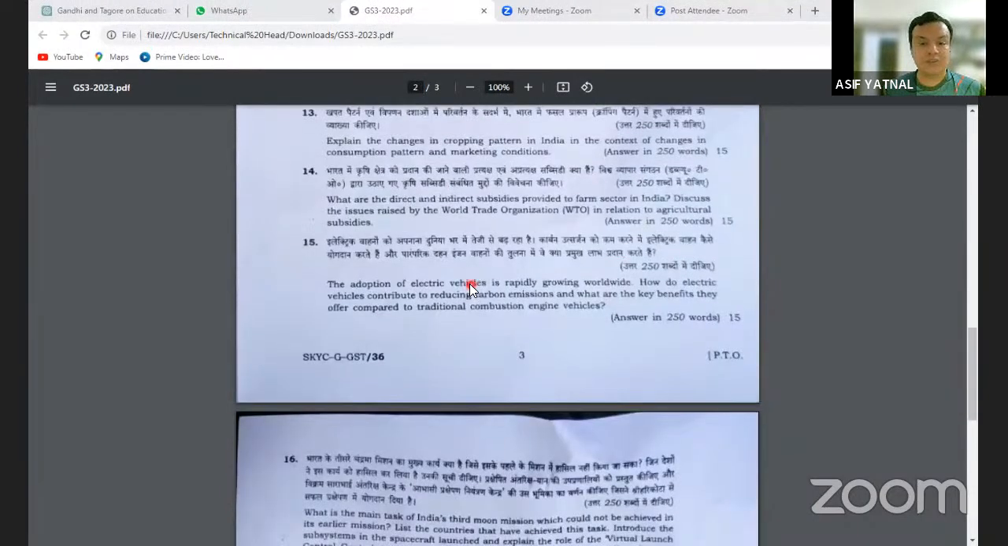Now next question number 14. What are the direct and indirect subsidies provided to the farm sector in India? A very direct question. GS paper 3 में topic है. For direct and indirect farm subsidies in India. Can anybody tell me which are direct farm subsidies and indirect farm subsidies?